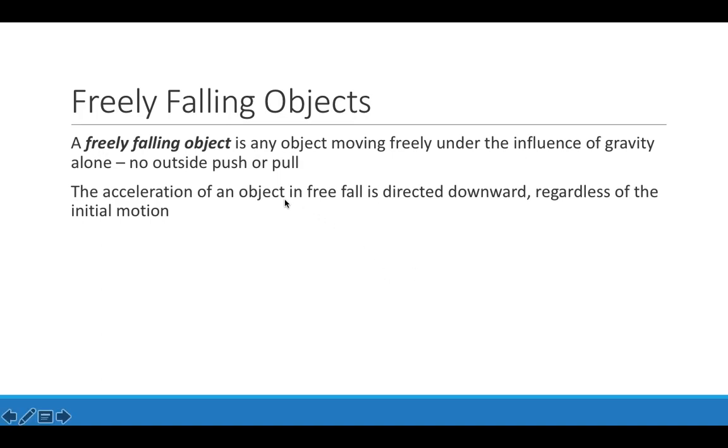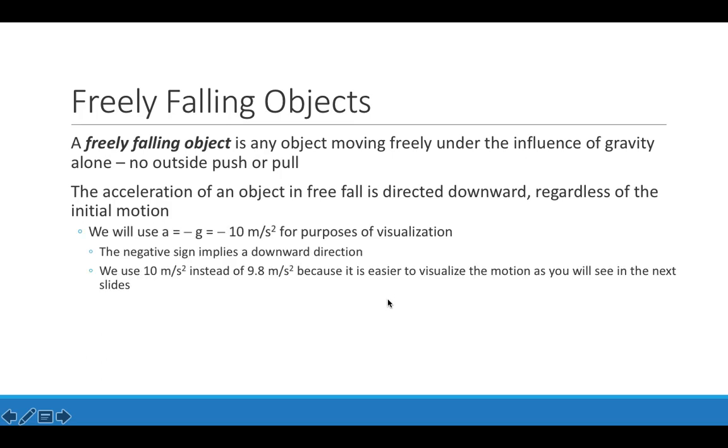The acceleration is always directed downward, regardless of the initial motion. So if I release a ball and I drop it, it accelerates down towards the earth. It speeds up as I drop it. But if I throw it up into the air, it actually will slow down on its way up. So its acceleration is still directed down. And we'll see this a little bit more in a minute.